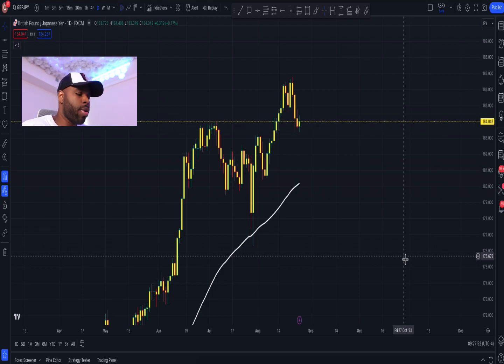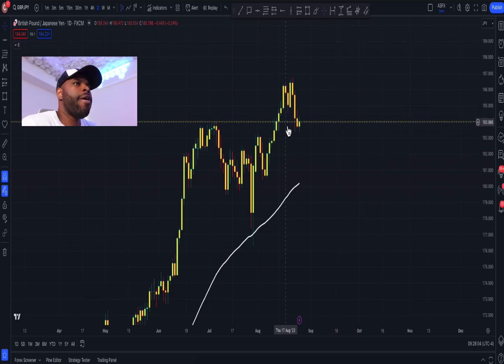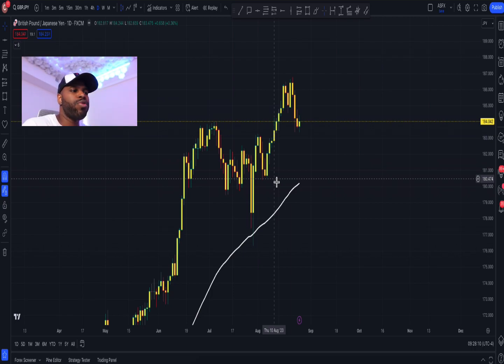Before I start trading, I like to come to the charts 15 to 30 minutes early, or an hour early, to draw my zones. I start from the daily all the way down to the 1 hour. That's where I draw my zones: on the daily, the 4 hour, and the 1 hour. So where you want to start first is on the daily.